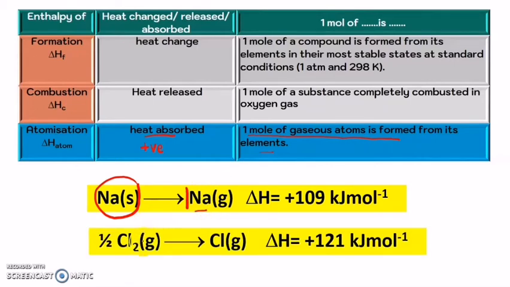Let's look at another example. The gas atom that we are going to form is chlorine gas. The element of chlorine is Cl2 gas. For this equation, we have to balance so that the gas atom is 1 mole. That's why we put half at Cl2 gas in the equation. With the value of delta H equal to positive 121 kilojoule per mole, this equation is called the thermochemical equation for atomization of chlorine.